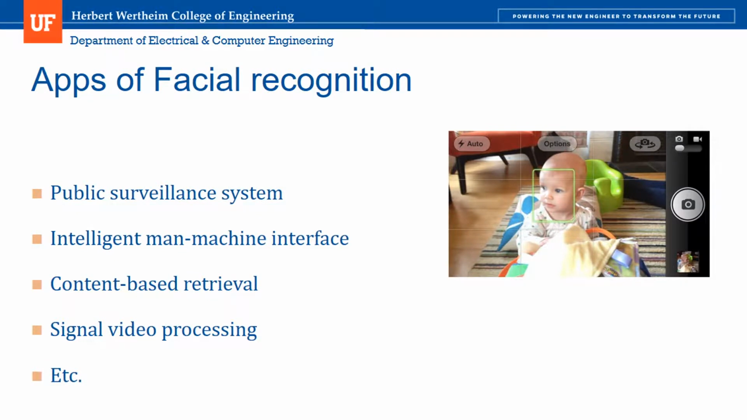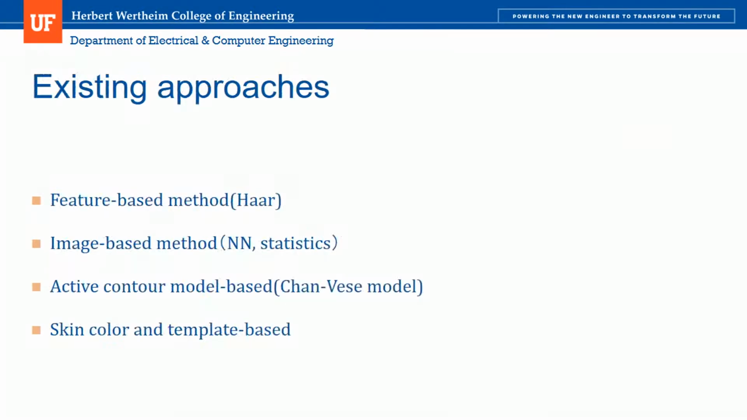Facial recognition can be applied into many areas, such as public surveillance system, especially for search for suspects, an intelligent man-machine interface, which is now a very hot search area, content-based retrieval, and signal video processing, and etc. Nowadays, the camera can use facial recognition algorithm to automatically adjust focus.